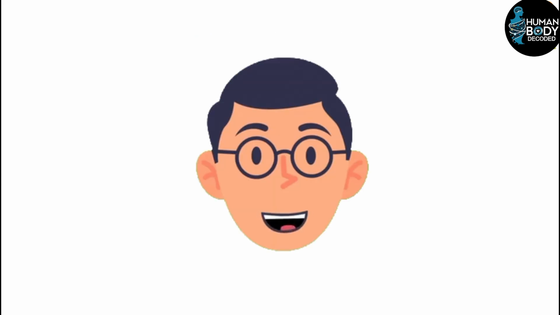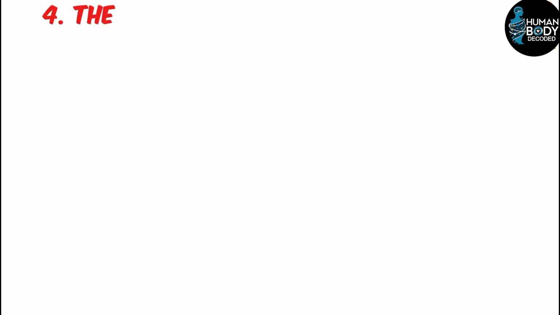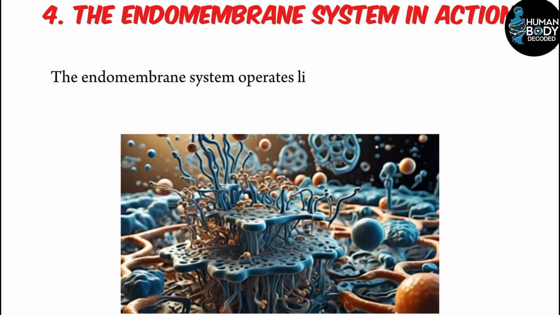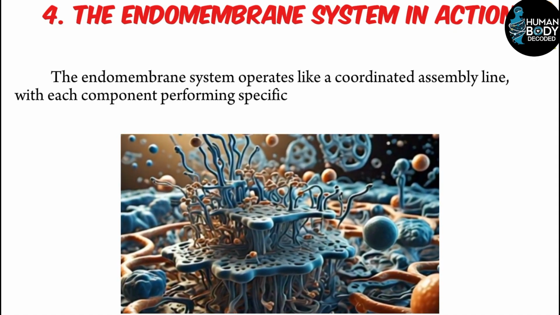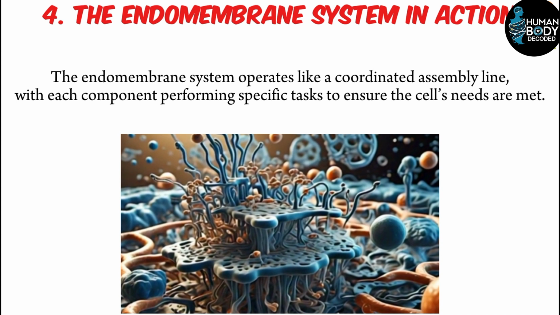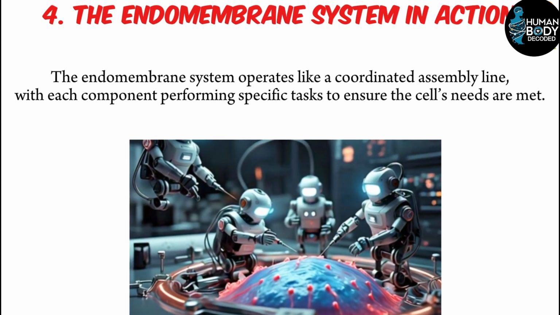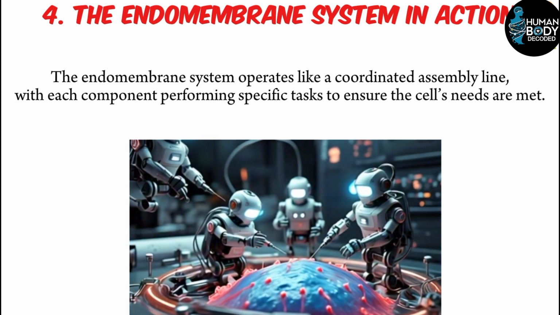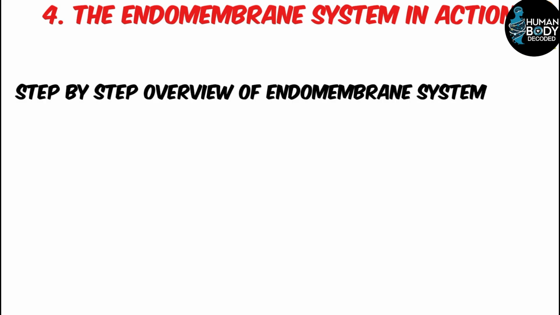Now that we've covered the main players of the endomembrane system, let's discuss how they all work together. 4. The endomembrane system in action. The endomembrane system operates like a coordinated assembly line, with each component performing specific tasks to ensure the cell's needs are met. Here's a step-by-step overview of how the system works.